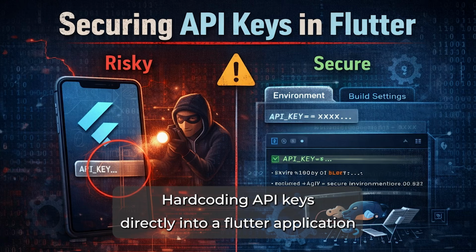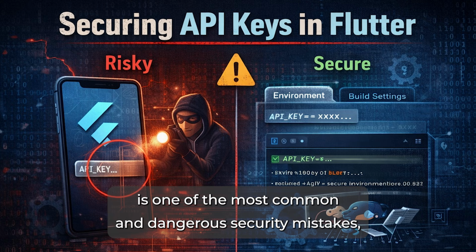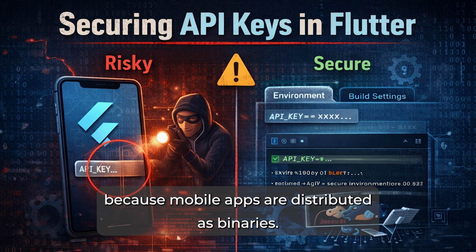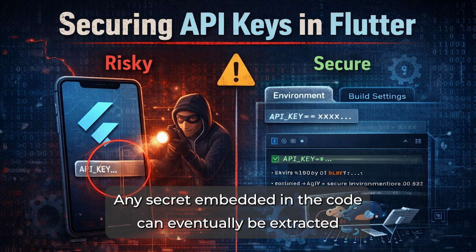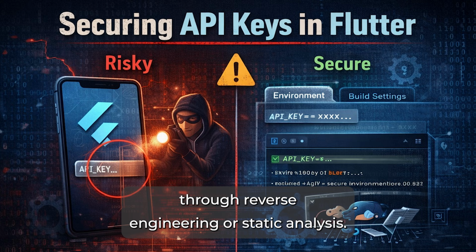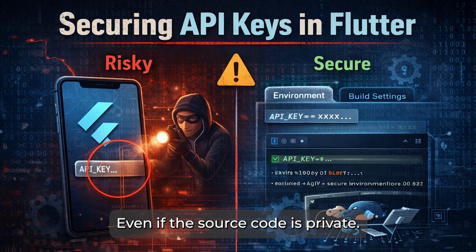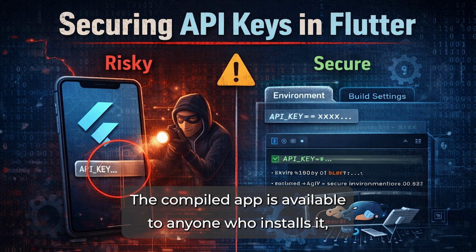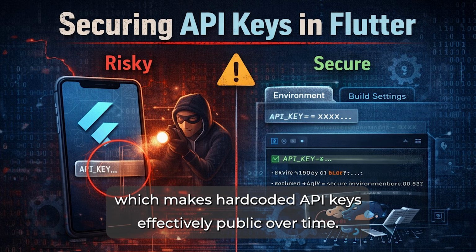Securing API keys in Flutter. Hard-coding API keys directly into a Flutter application is one of the most common and dangerous security mistakes. Because mobile apps are distributed as binaries, any secret embedded in the code can eventually be extracted through reverse engineering or static analysis. Even if the source code is private, the compiled app is available to anyone who installs it, which makes hard-coded API keys effectively public over time.